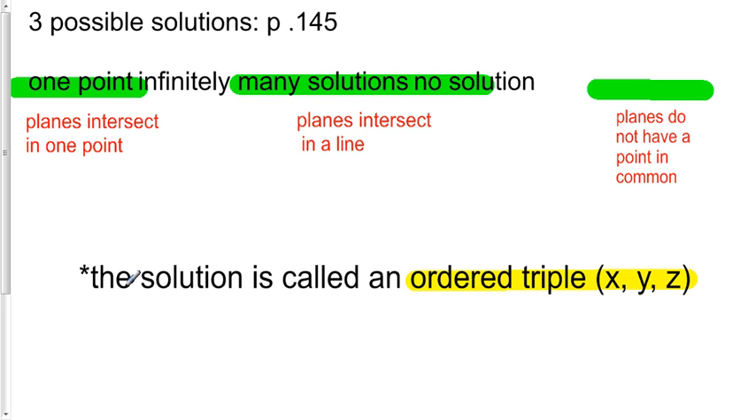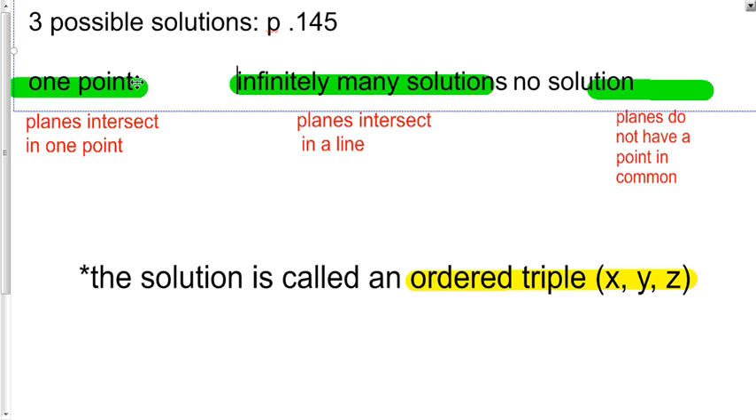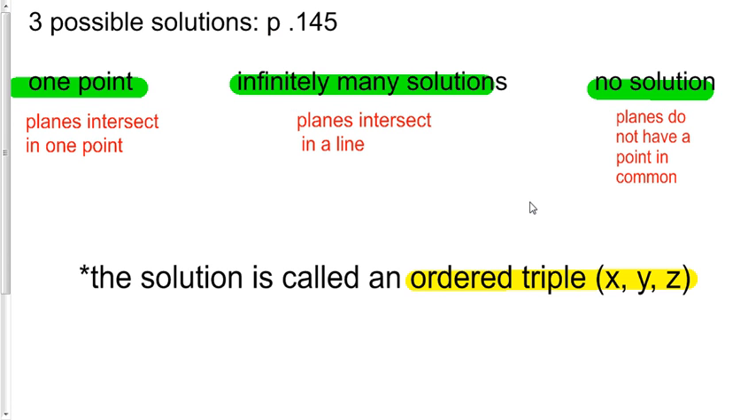You could have one point or one solution. That happens when the planes intersect in one point. We could have infinitely many solutions. That means the planes intersect in a line. Or you could have no solution, which means that the planes do not have any points in common or they don't intersect at all. Okay, those are the three possibilities.